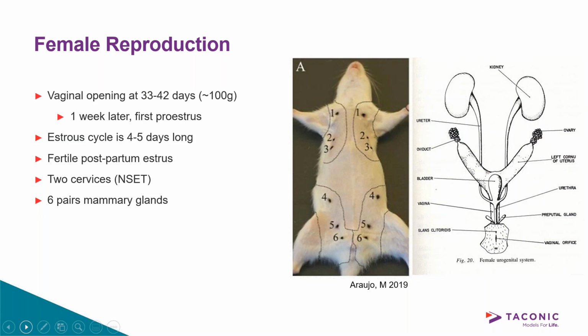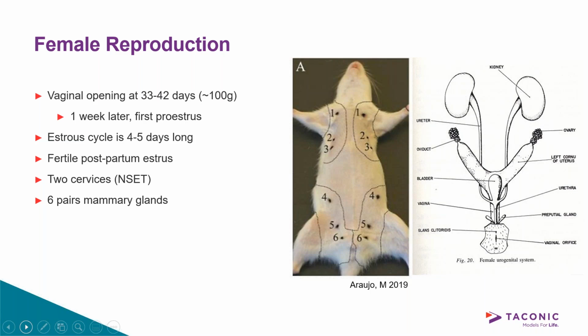They do have 2 cervices, so this differs from the mouse. The mouse has a single cervix, and I've listed the NSET here. That's the non-surgical embryo transfer. In mice, there's been some work done so that, instead of doing embryo transfer surgery, you can just implant the embryos with this device transvaginally. This is not as effective in the rat because, again, 2 cervices going up to each of the 2 uterine horns. It's a little bit more technical than the mouse, so not as successful as it has been for the mouse.